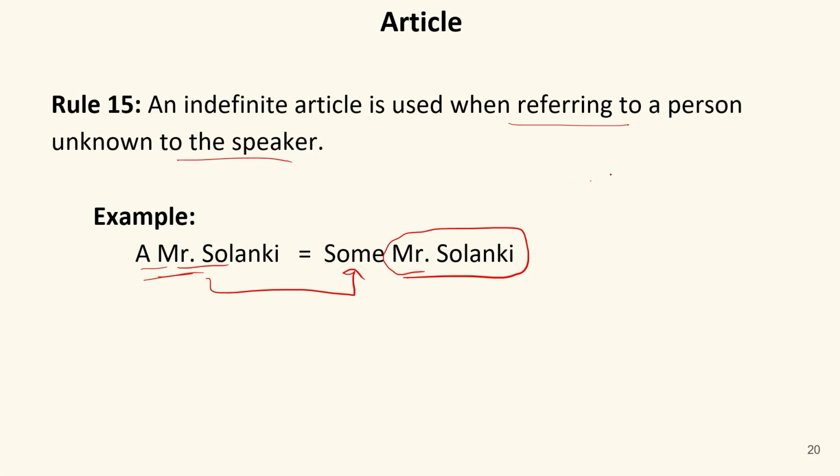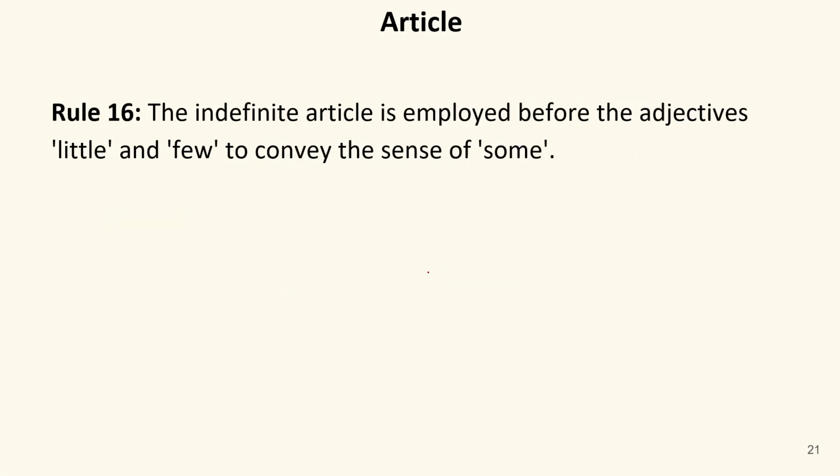Suppose I say some Mr. Devgan has come to meet you. I don't know that Mr. Devgan, but that person's name is Mr. Devgan. He's saying so. So some Mr. Devgan represents a Mr. Devgan. So you can write a Mr. Devgan or a Mr. Solanki, that represents some, which we don't know who he actually is.